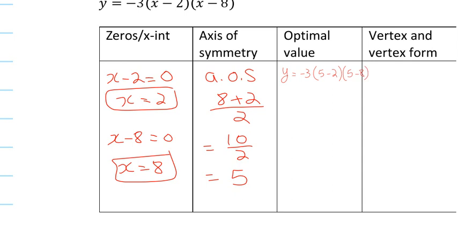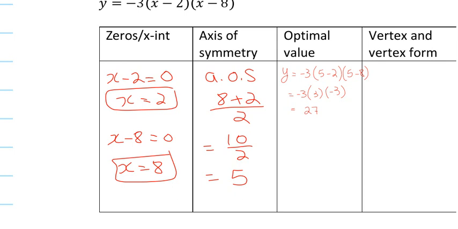So that's going to be negative 3 times 3 times negative 3, right? What I did is I simplified inside the bracket. So 5 take away 2 is 3. 5 take away 8 is negative 3. Now I have to multiply them all together, and that's going to give me positive 27. So now I know that my optimal value is 27.